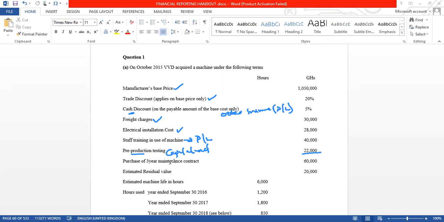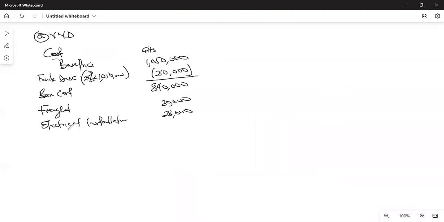Purchase of 3-year maintenance contract. These are repairs and maintenance. Remember, it's a P&L item. So let's go back and complete our cost structure. So we have pre-production testing to be 22,000. In the end, what do we have?